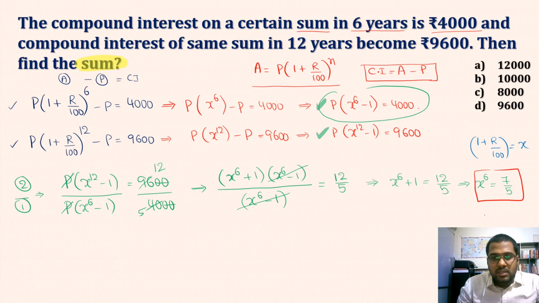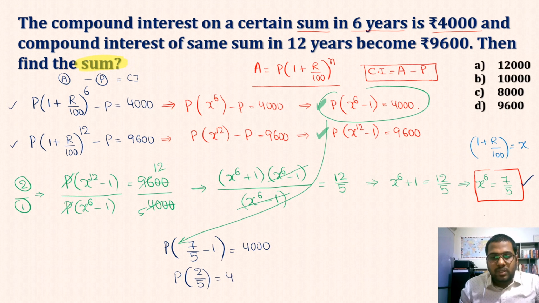Consider this equation: P multiplied by (X power 6 minus 1), where X power 6 is 7 by 5. 7 by 5 minus 1 is 2 by 5, so P multiplied by 2 by 5 is equal to 4000. 2 ones are 2, 2000 times. P is equal to 5 into 2000, that is 10,000 rupees. So the sum borrowed is 10,000.